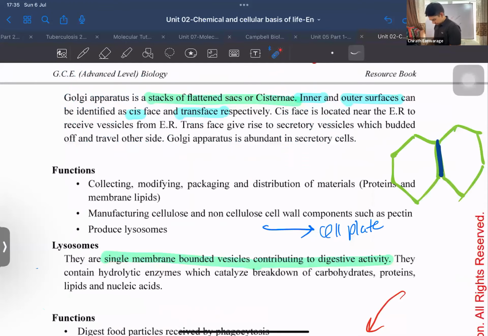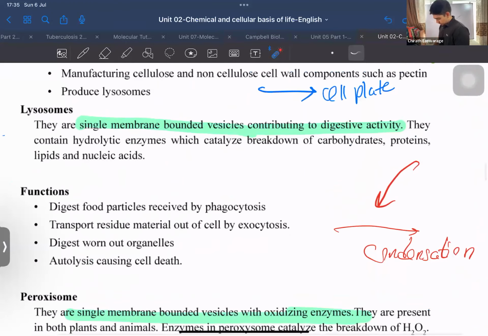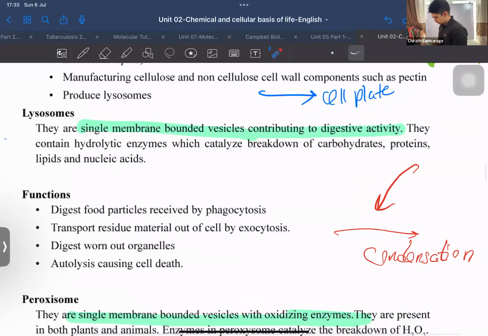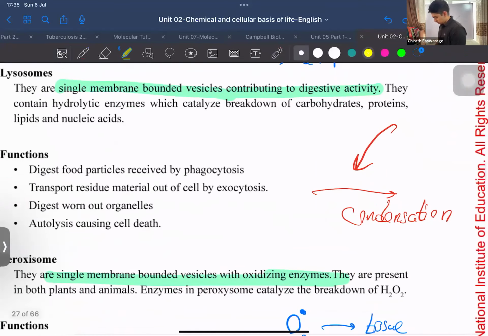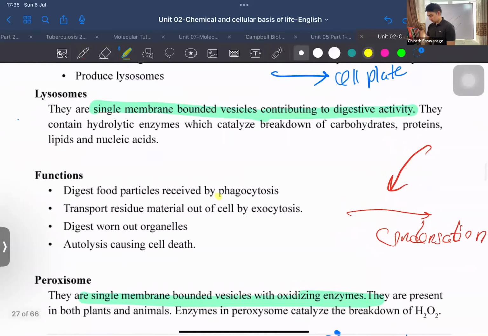To digest food particles received by phagocytosis, right? So it says here, digest food particles received by phagocytosis. Please highlight the word phagocytosis. Phagocytosis.